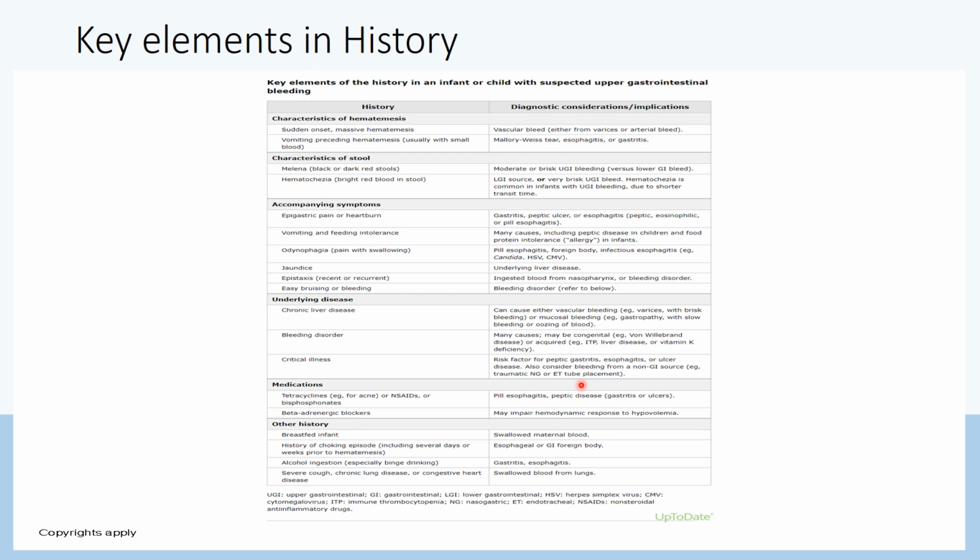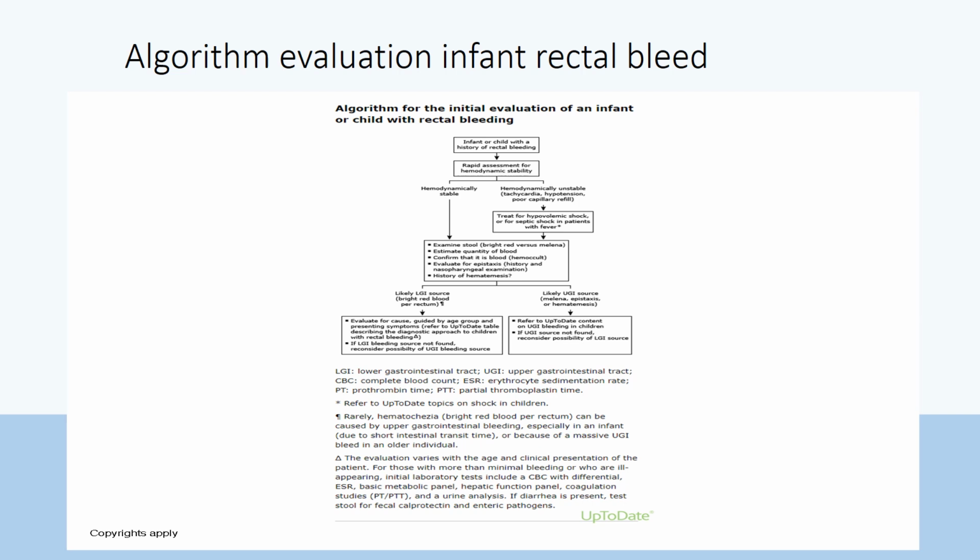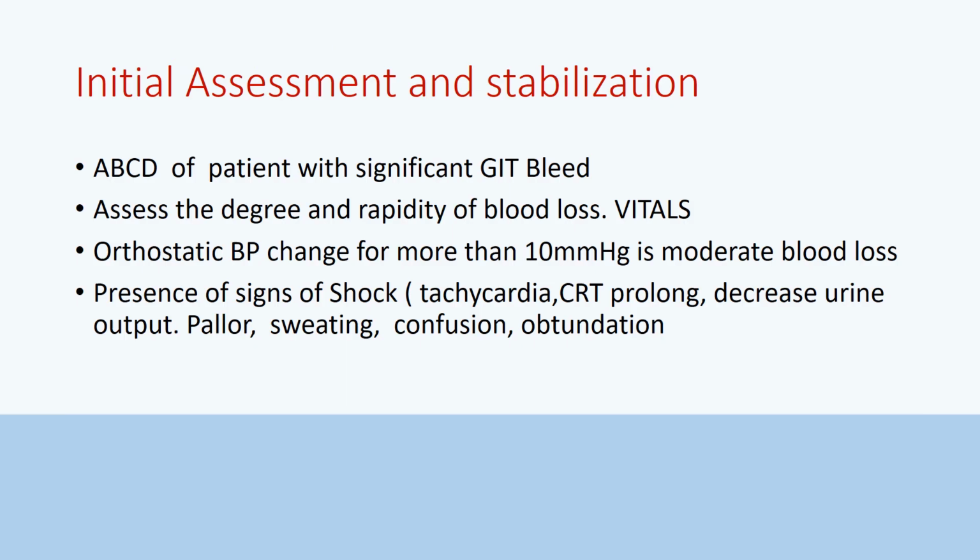In the other history, a breastfed infant swallowing maternal blood would be one possibility. A history of choking episodes prior to the hematemesis would point towards the presence of a foreign body, and severe cough. Then one has to decide whether it is hemoptysis or real hematemesis. I would skip this, but I would like the students to look into it, as it summarizes what we have already talked about.